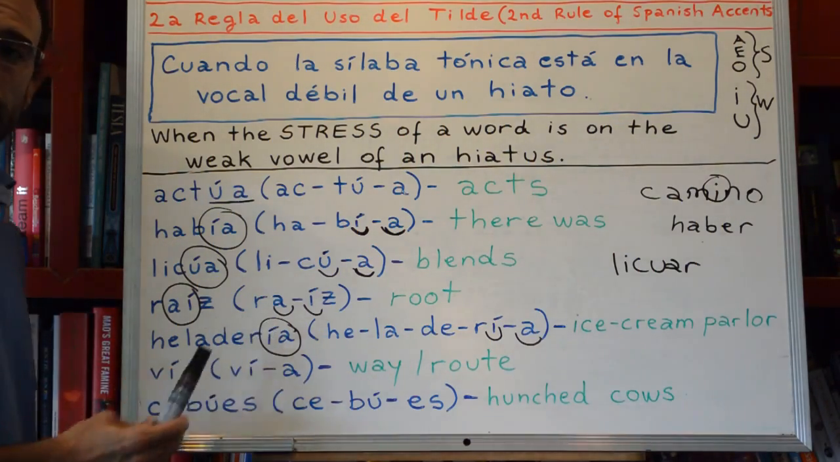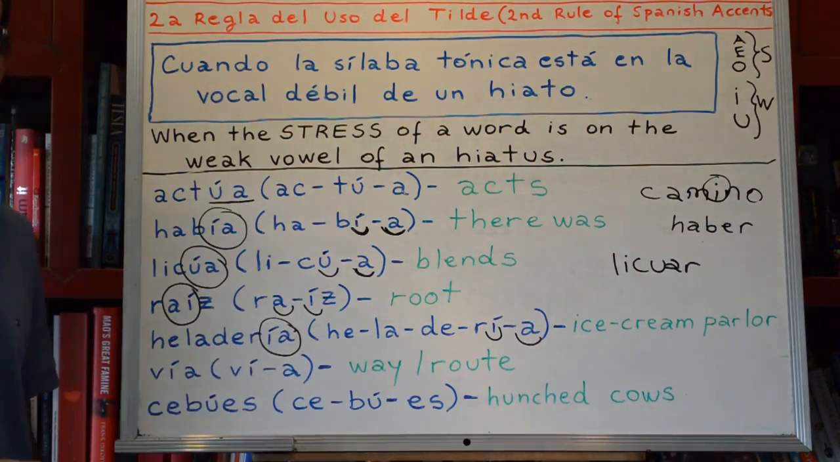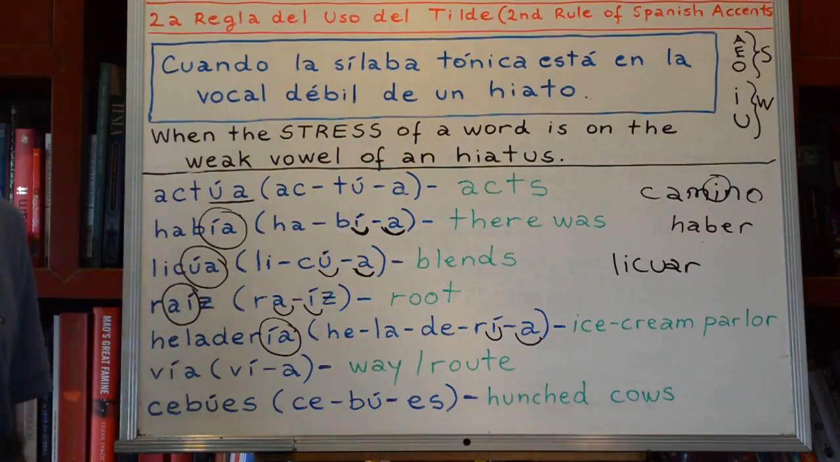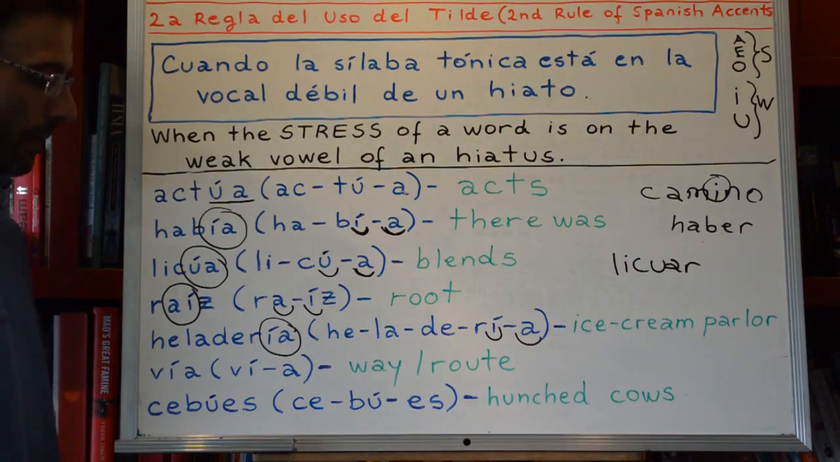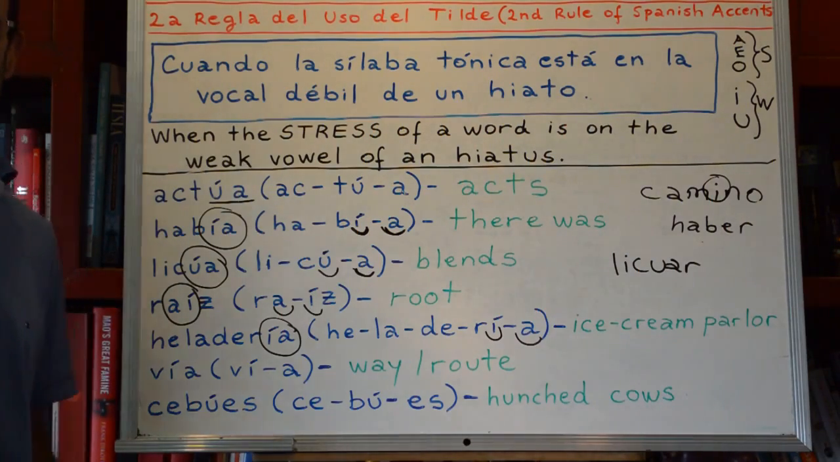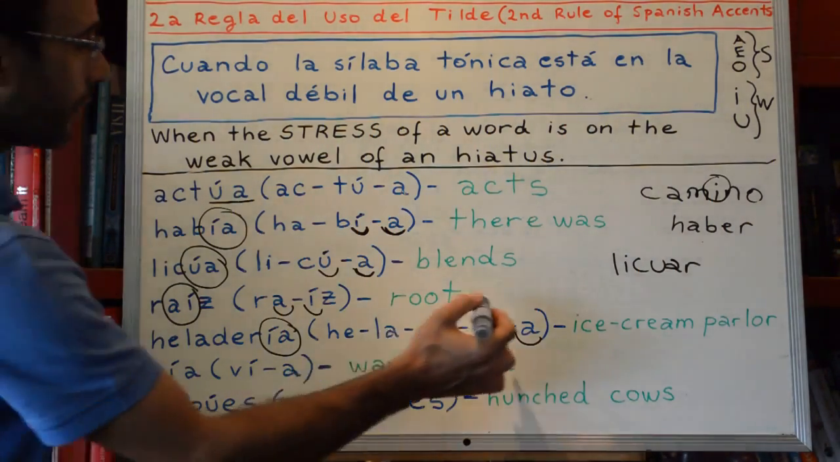La sílaba tónica está en la I. Heladería. Okay, so the accent is on I. Okay, since I is a weak vowel, it carries the tilde.